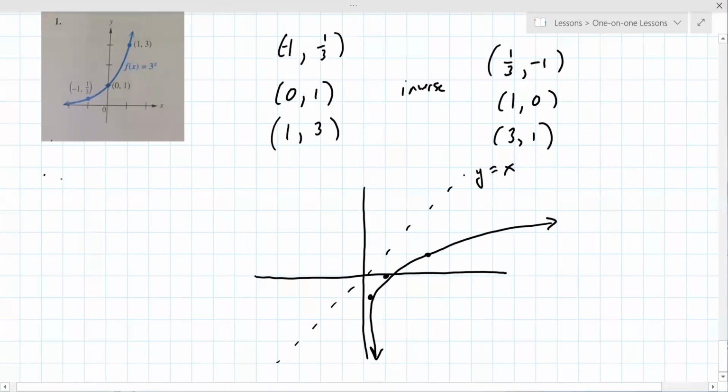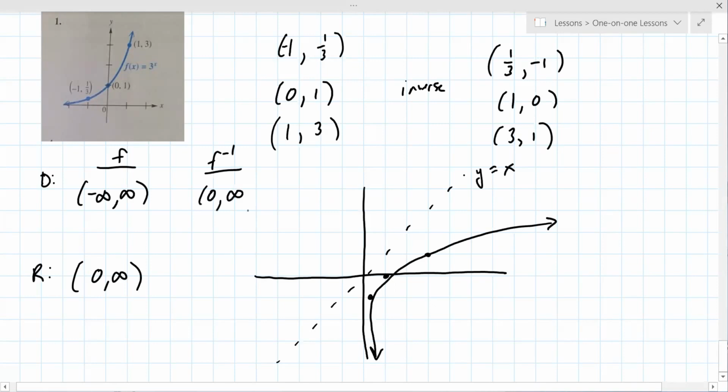The domain of the original, f, is minus infinity to infinity, and the range of the original is 0 to infinity. The domain of f inverse comes from the range, so 0 to infinity. The range of f inverse comes from the domain of f, so that's minus infinity to infinity. So these have to match like that. Now, where is this function increasing? It's increasing on its entire domain. It's always going up and to the right.